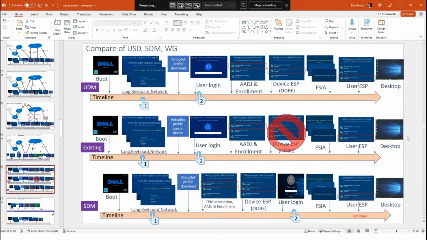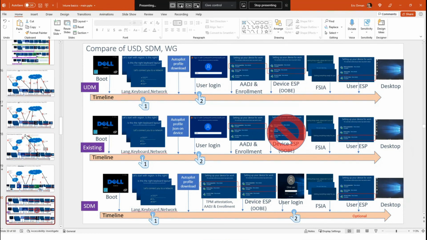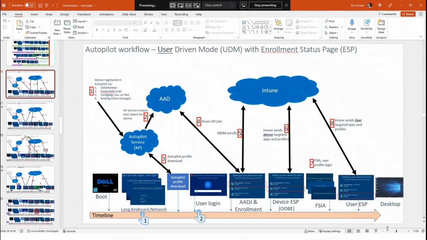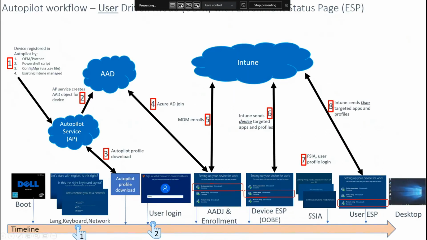The reason you don't get this device phase is, to understand that, we have to go back to this original diagram. When you Autopilot register a device, step number 1, top left corner, the Autopilot service is going to pre-create a device object. This is step number 2 here in Azure AD. Imagine your OEM or partner registers the device with the Autopilot service. In fact, that device may still be on the factory floor. It's registered with the Autopilot service, and a device object is created in Azure AD.